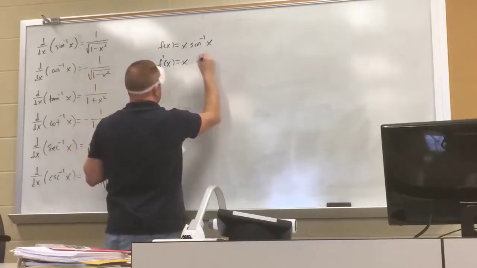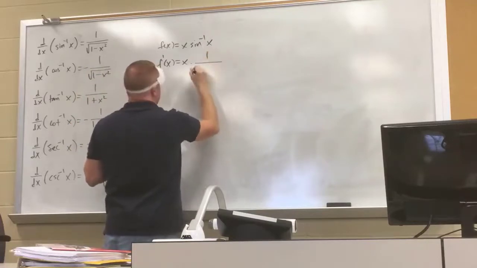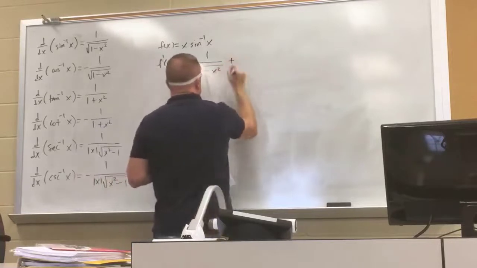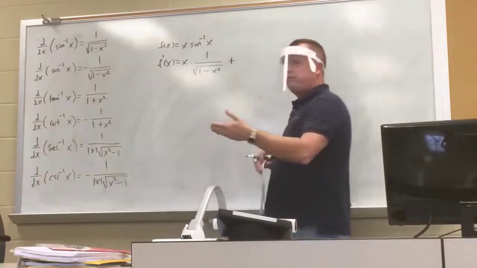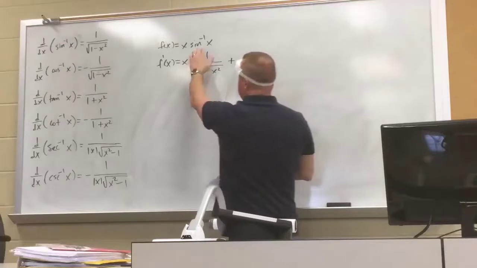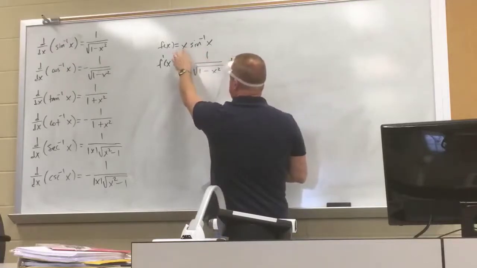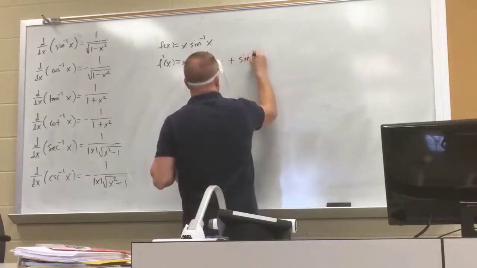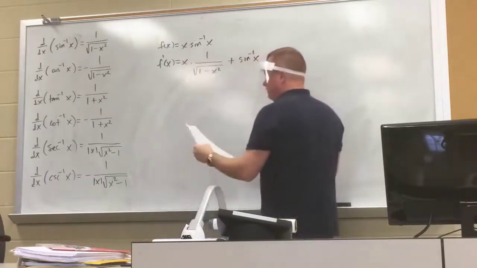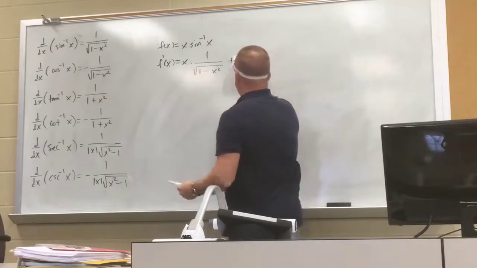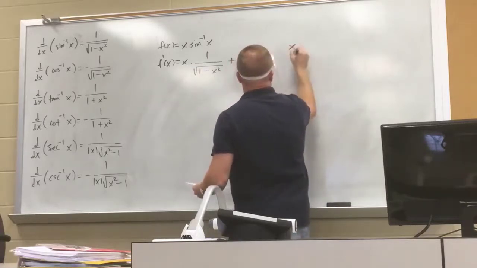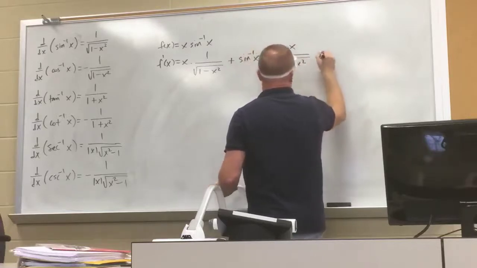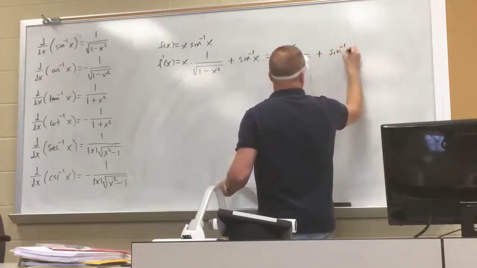So I'd say times 1 over square root 1 minus x squared. Right? And then plus the second times derivative of the first. So the second is inverse sine x. The derivative of x is 1. So this would be just plus inverse sine x. Right? All I did there was just multiply these two together. So the derivative is x over root 1 minus x squared plus the inverse sine of x.